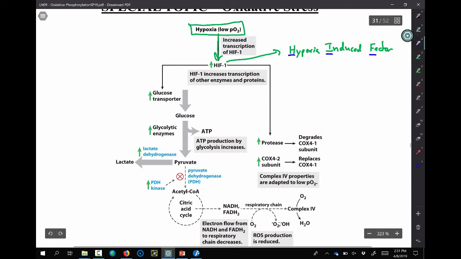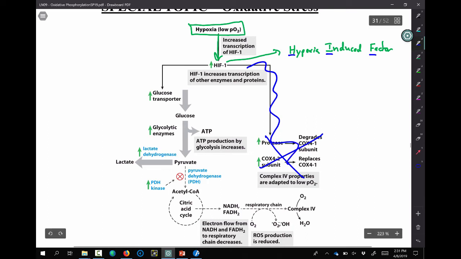HIF. Low levels of oxygen can lead to an increased expression of hypoxia-induced factor. Now that is a transcription factor that will bind to the promoter regions of a large number of genes. And I want to mention a couple of those that have a correlation with what we've talked about in this class.